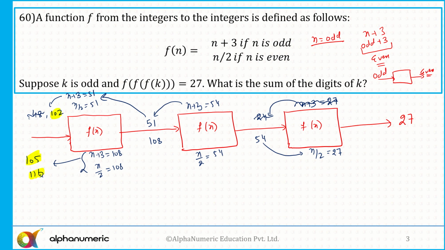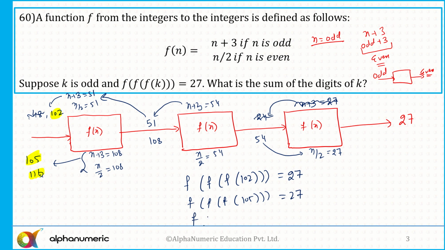So what is going to happen here? I can say that f of f of f of 102 is always equal to 27, as well as f of f of f of 105 is also equal to 27, as well as f of f of f of 216 is also equal to 27. In all the three cases, I'll get 27.